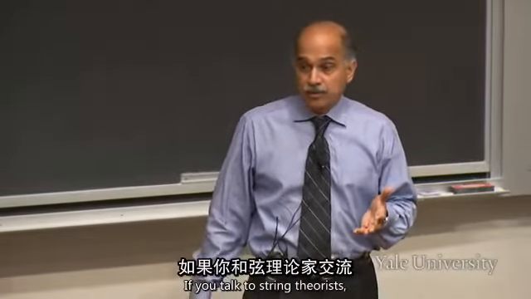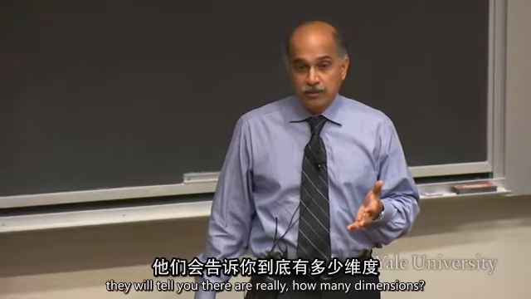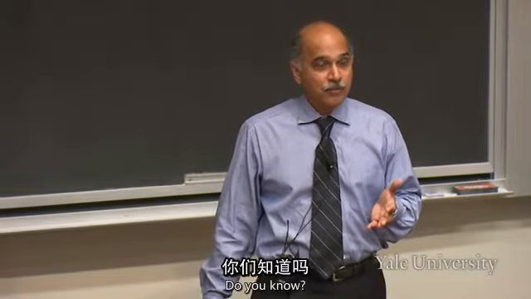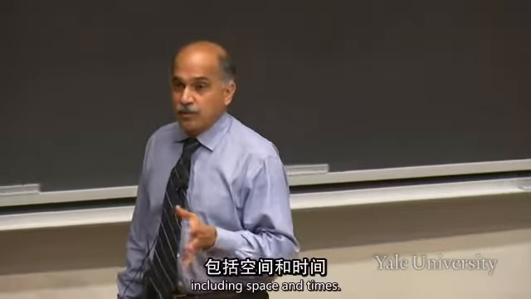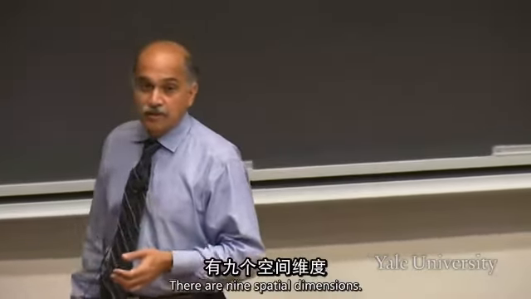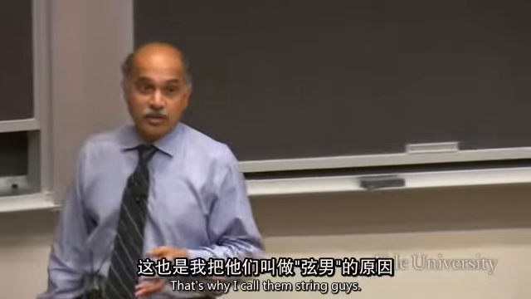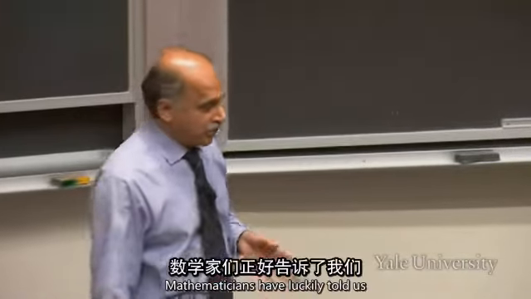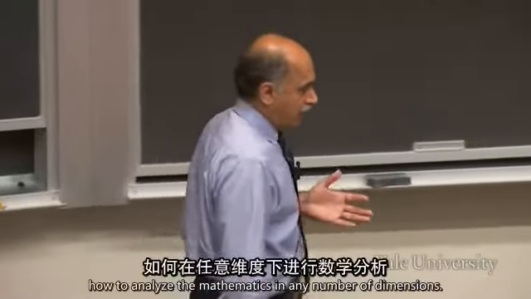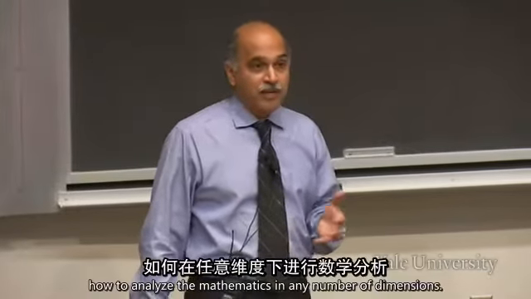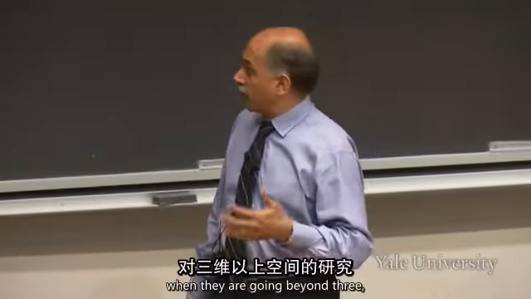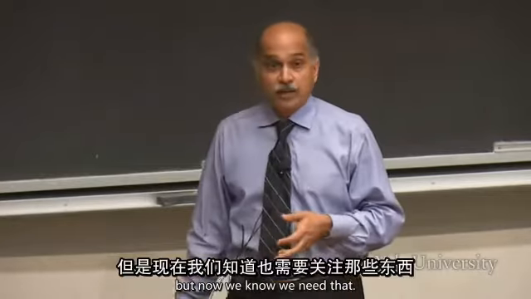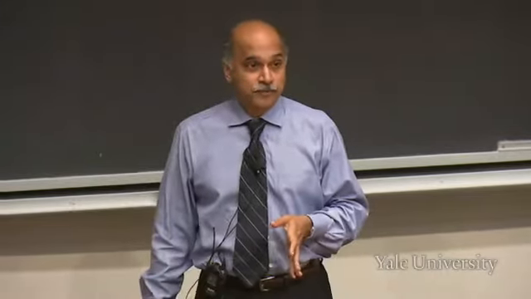If you talk to string theorists, they will tell you there are really how many dimensions? Do you know? There are actually 10, including space and time. There are 9 spatial dimensions. That's according to string guys. So mathematicians have luckily told us how to analyze mathematics in any number of dimensions. We don't pay attention to them when they are going beyond 3, but now we know we need that. So we are going to do 2.